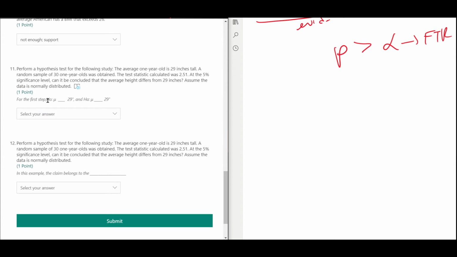All right, so for the first step, what is the first step going to be, basically, is what they're asking. Okay, so we know our claim is that the average 1-year-old is 29 inches tall. That claim belongs to our null.